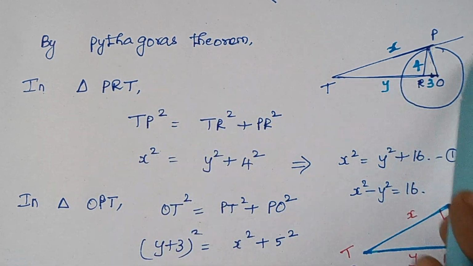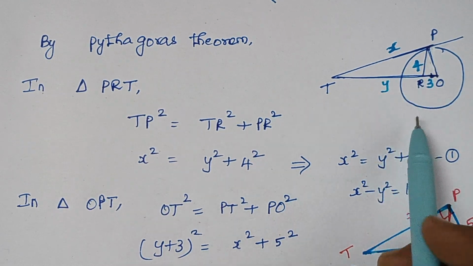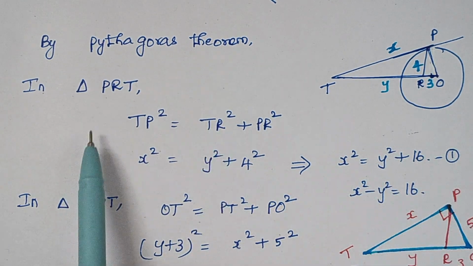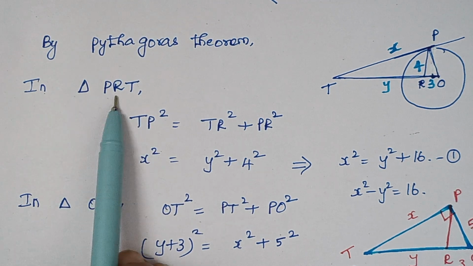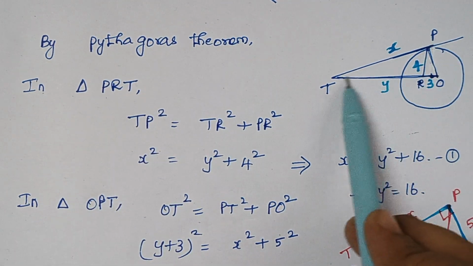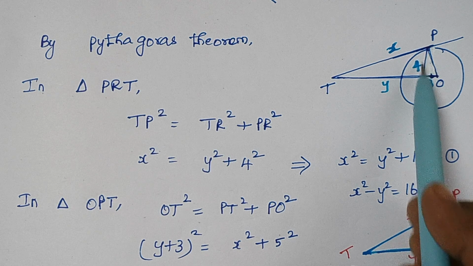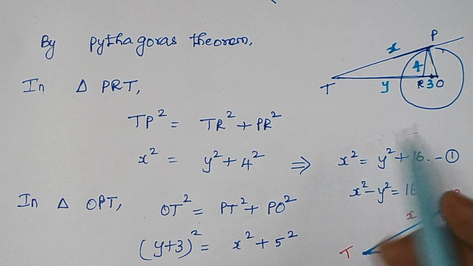So here in this diagram, we have two right angle triangles. First we are taking our triangle PRT, that is, we are taking this part. So in this PRT, which angle is 90 degrees?